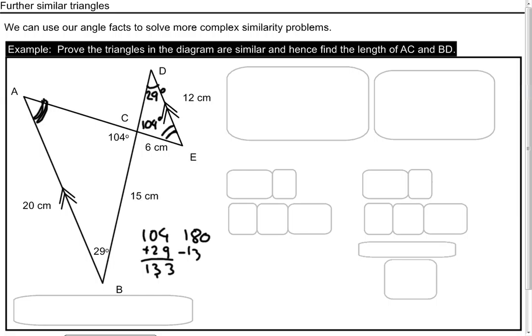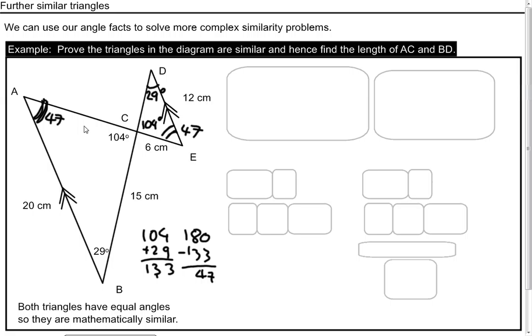Subtracting that from 180. Well, 80 take away 33 gives me 47. So we would know these angles here are 47 degrees. So both triangles have equal angles, so they are mathematically similar.